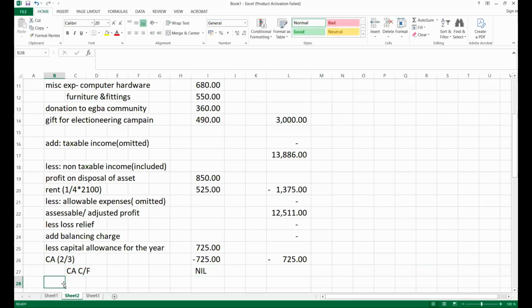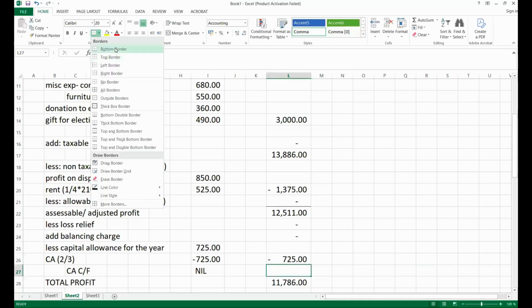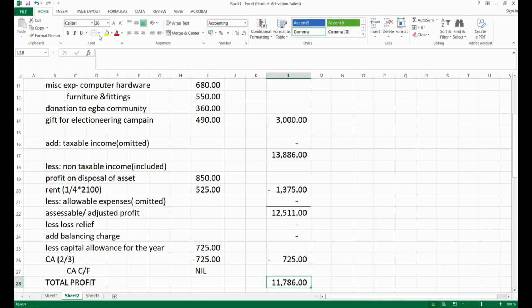Then we now have the total profit. The total profit will be 12,511 minus 725, which will be 11,786. So which will be our total profit.